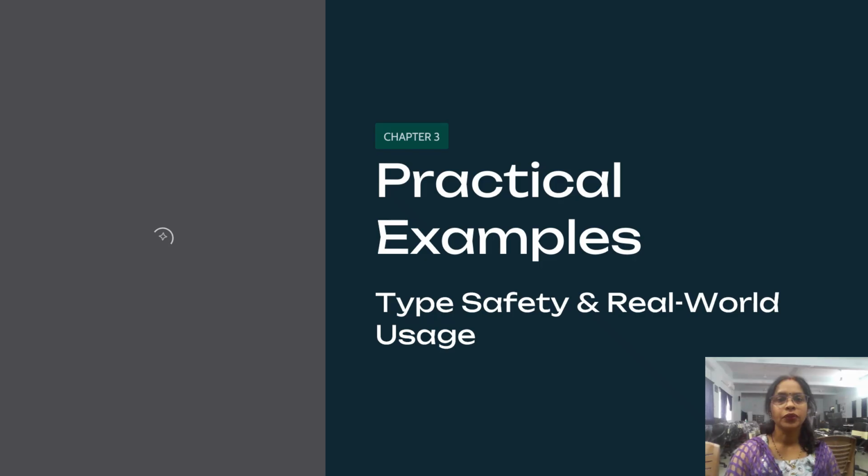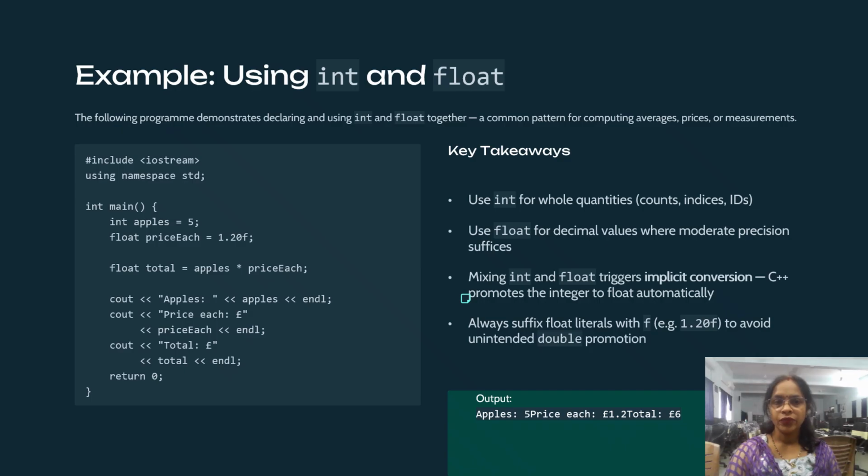Now let me take some practical examples so that we are more clear about integers, floats, and different data types. Let us see the practical example of int and float. Here int apples stores integer values, and float price each is a float variable that stores float data. Again, total stores float data.